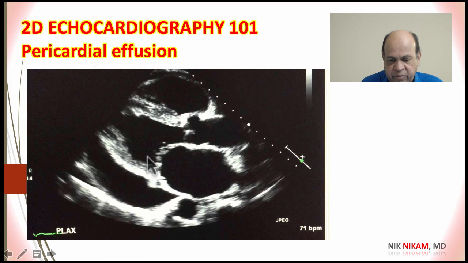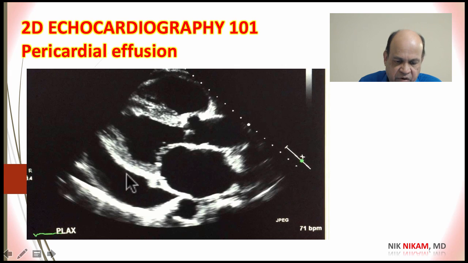Now we're going to be talking about pericardial effusion. Here is the right ventricle, and here we have the left ventricle. Here is the aorta and the left atrium, and right behind that, here is the descending thoracic aorta, and just below that we have a large echo-free space. This is the pericardium, and this is the epicardium.